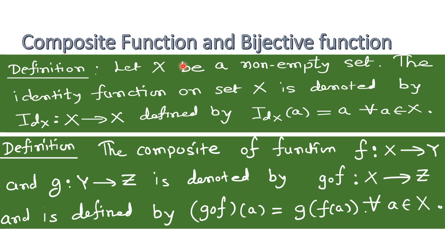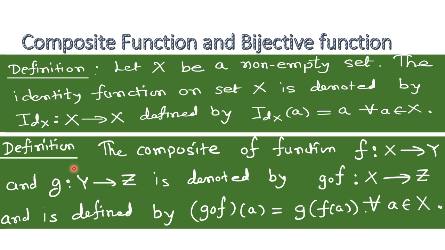Let us see composite function and bijective function. Definition. Let X be a non-empty set. The identity function on set X is denoted by id suffix X. It is a function from set X to X defined by id X of a is equal to a for every a in X. In short, every element is mapped to itself.